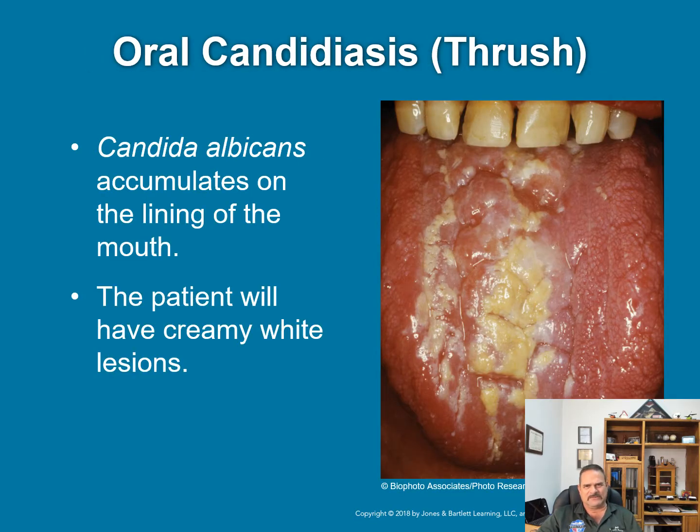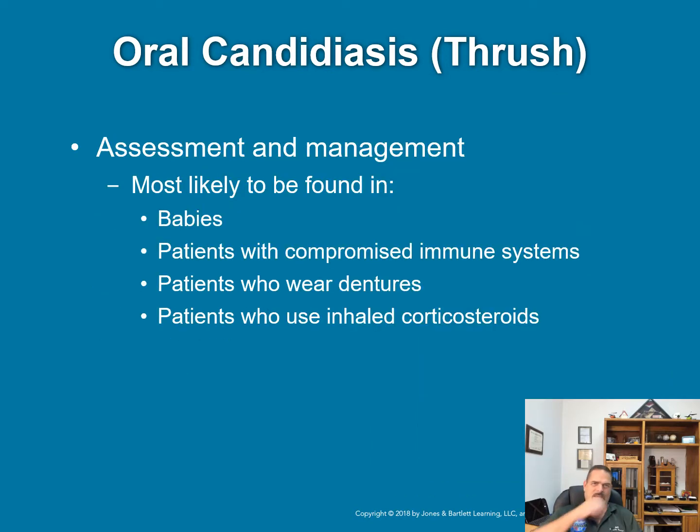Oral candidiasis or thrush, that's what it looks like. Yucky. It is Candida albicans. It accumulates in the lining of the mouth. The patient will have very creamy white lesions all on the tongue. Assessment management is most likely to be found in babies. We don't find them in adults. Or patients with compromised immune systems, patients who wear dentures, and patients who use inhaled corticosteroids.